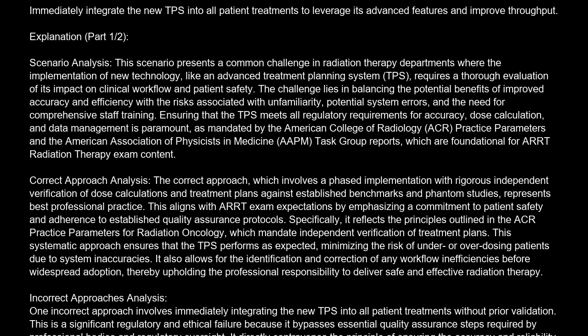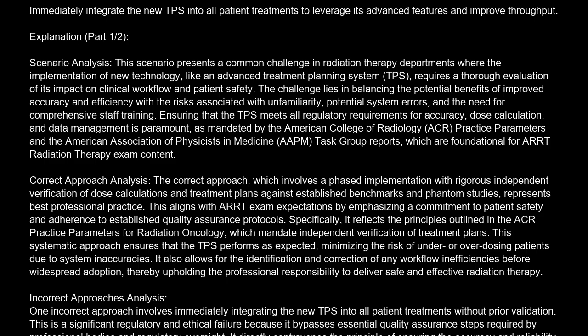As mandated by the American College of Radiology, ACR, Practice Parameters, and the American Association of Physicists in Medicine, AAPM, task group reports, which are foundational for radiation therapy exam content. Correct approach analysis. The correct approach, which involves a phased implementation with rigorous independent verification of dose calculations and treatment plans against established benchmarks and phantom studies, represents best professional practice. This aligns with exam expectations by emphasizing a commitment to patient safety and adherence to established quality assurance protocols.